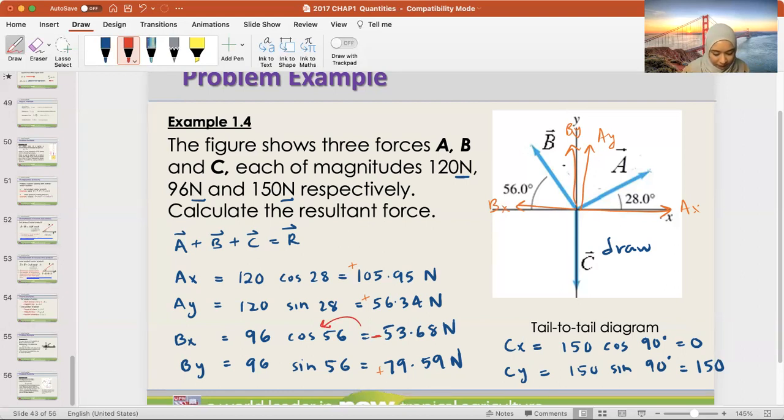Vektor tu tak boleh terbalikkan. Vektor B tu tak boleh terbalikkan. You mean terbalikkan this whole arrow? Direction. Tak boleh. Boleh.